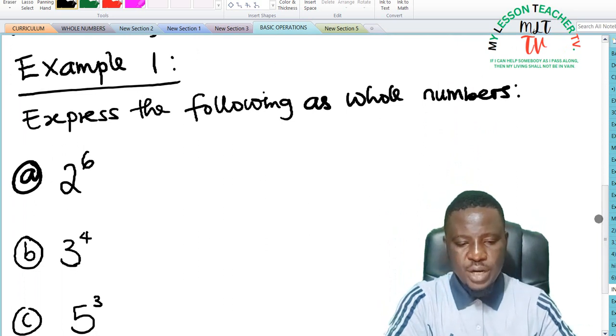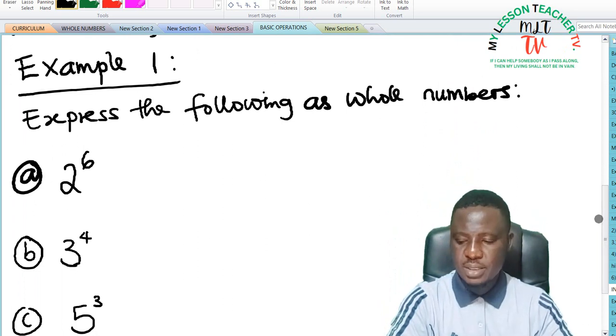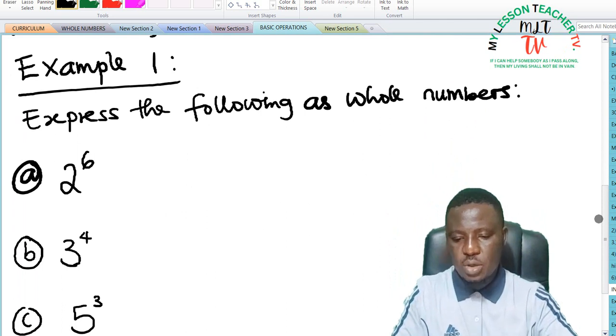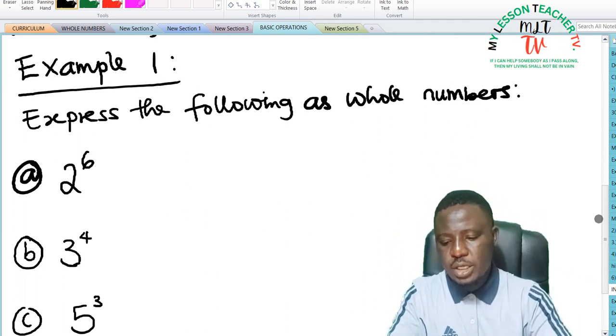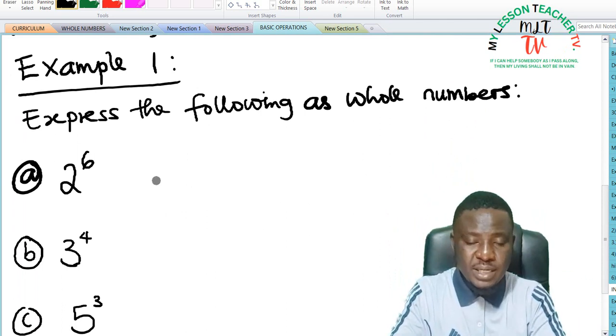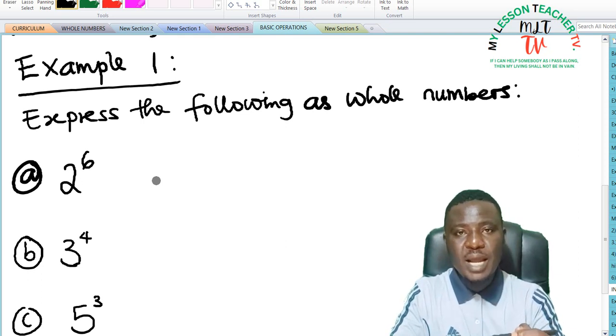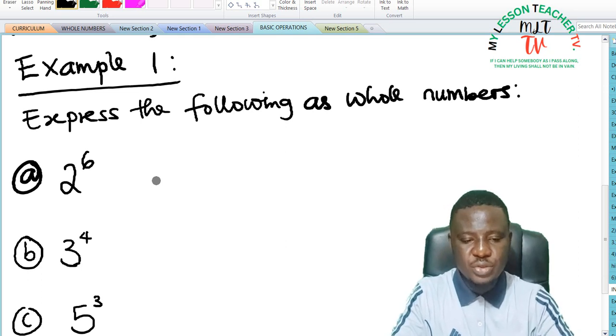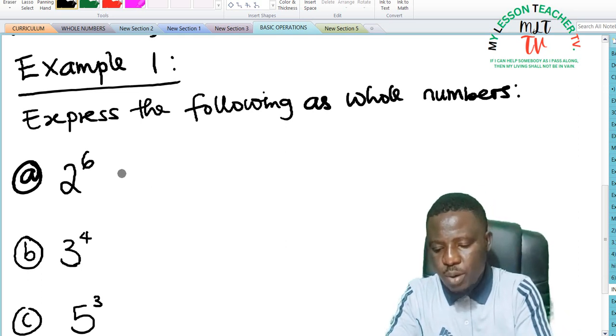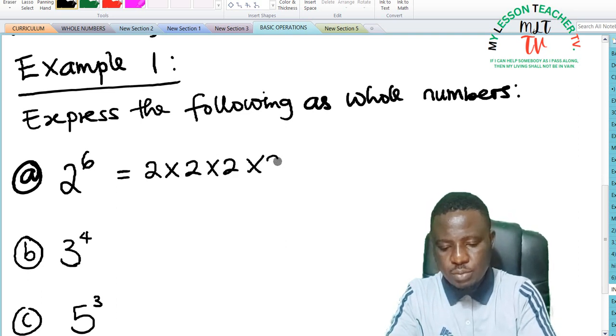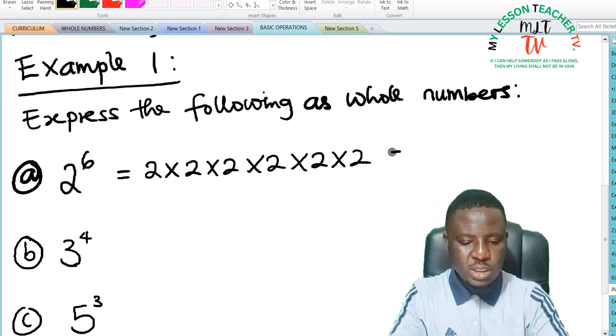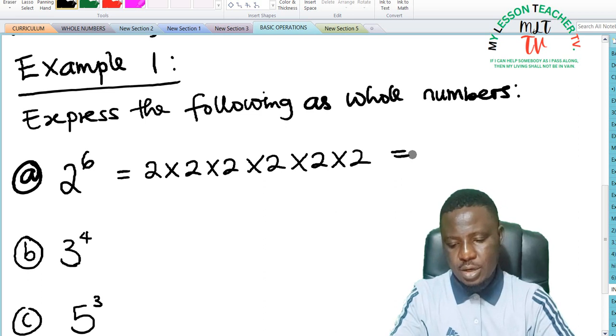Example 1. We are to express the following as whole numbers. As whole numbers, what you are expected to do is to first of all express it in the expanded form, that is, by multiplying 2 by the number of times required and then get the required result. So that 2 raised to the power of 6 is equal to 2 times 2 times 2 times 2 times 2 times 2. And what will be the required result?